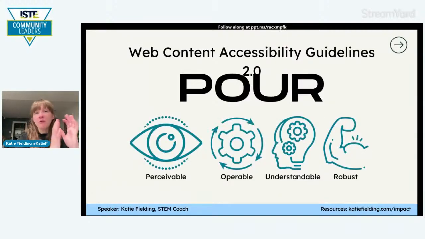All right, so that was UDL in a very small nutshell. Let's move into the Web Content Accessibility Guidelines. So the Web Content Accessibility Guidelines have a handy little acronym to help us remember. It is POUR, the word POUR, P-O-U-R, and that is the perceivable, the operable, the understandable, and the robust.